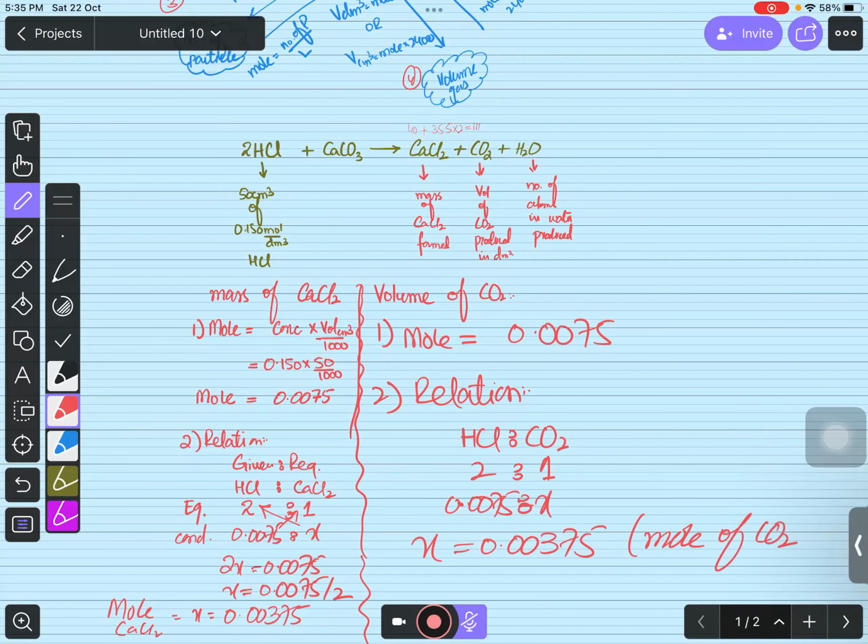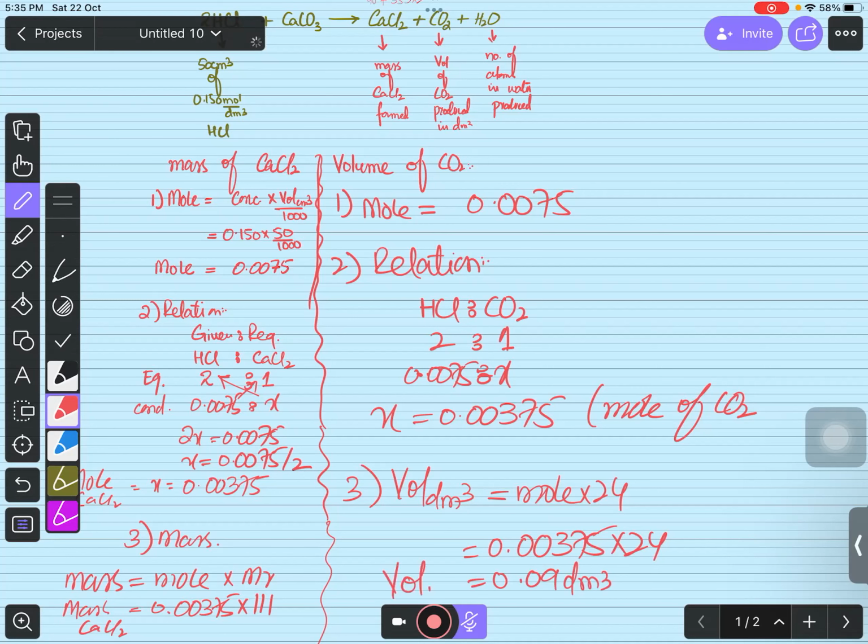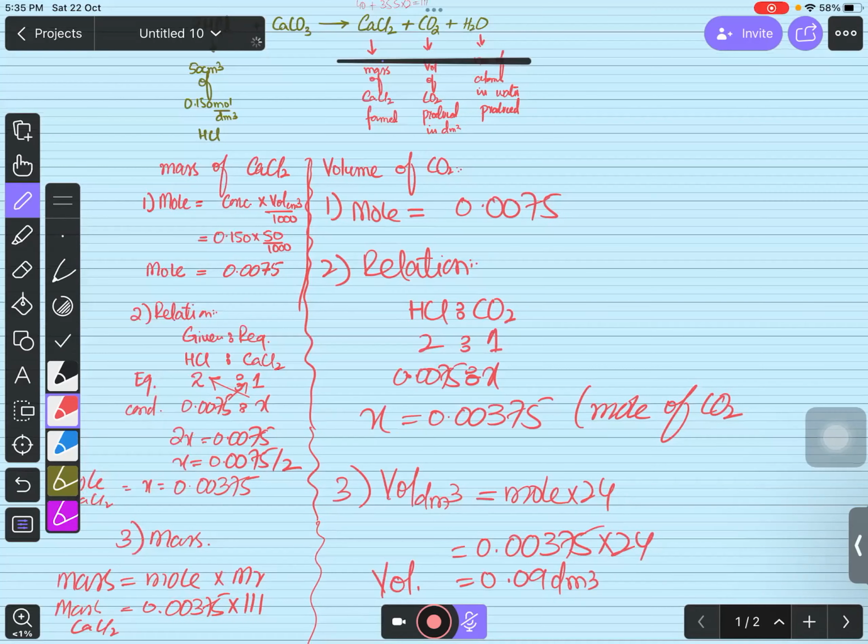These are moles of carbon dioxide as well, right? And we know that if you want to find out volume, the third thing is volume, and we need to find out in decimeter cube. So we just need to multiply moles with 24, right, bacho? So what you need to do, you need to multiply 0.00375 with 24. You will have 0.09 decimeter cube volume, right, bacho? Right, sir.